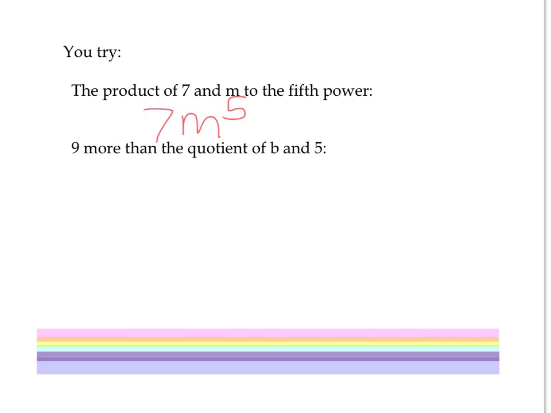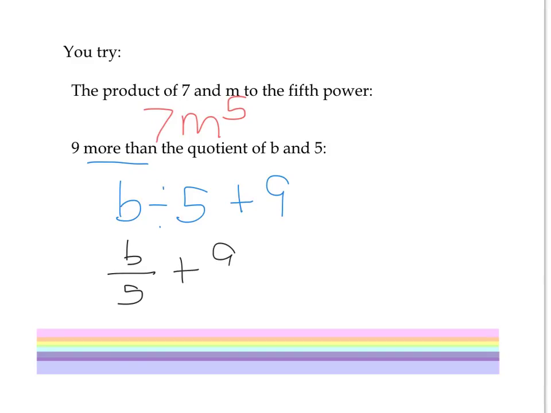Okay, for the first you try, you have the product of 7 and m to the 5th power. So it's 7 times m to the 5th. So what I have written there works. The second example, 9 more than the quotient of b and 5. So we can go b divided by 5, and then we have 9 more than that. Some of us also might have written it another way, b divided by 5 as a fraction plus 9. Either one of these would be suitable answers.